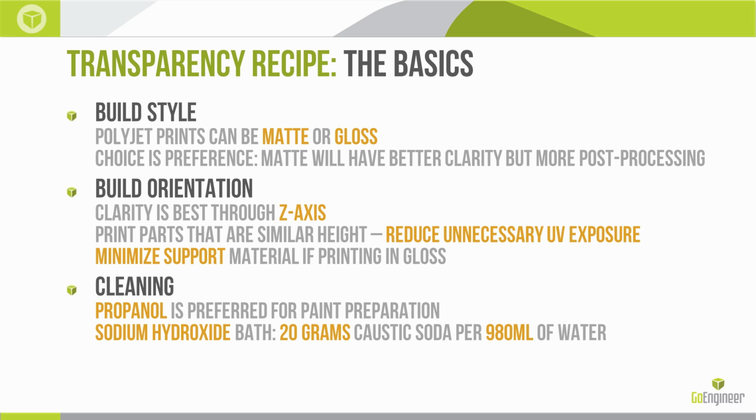We don't do this normally at GoEngineer, but it's in all the Stratasys documentation for preparing PolyJet parts for paint. So this doesn't have to do specifically with transparent parts. It's just more along the lines of painting and surface prep in general. But propanol is a good alcohol-based material to coat these parts with.